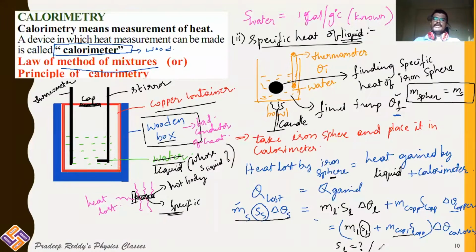This is the way, using the principle of method of mixtures, we can calculate specific heat of solids as well as specific heat of liquids. The only principle which we are using is the principle of calorimetry, that is, heat lost by the hot body will definitely be equal to heat gained by the cold body. And the method of finding specific heat is called the method of mixtures.